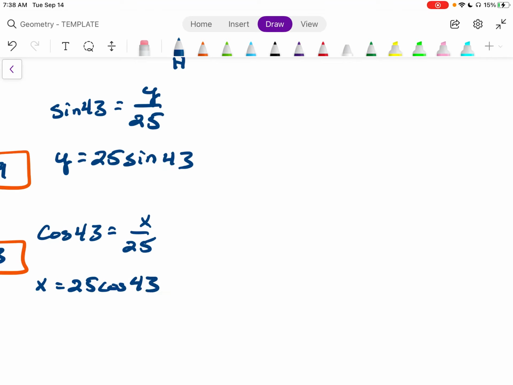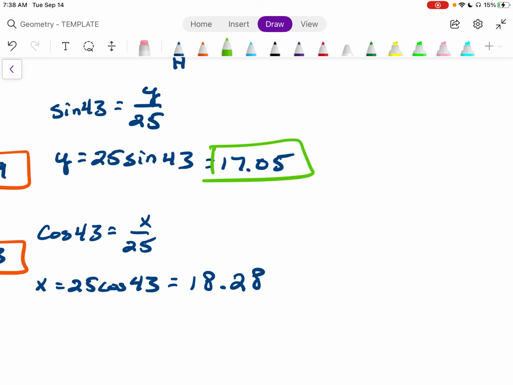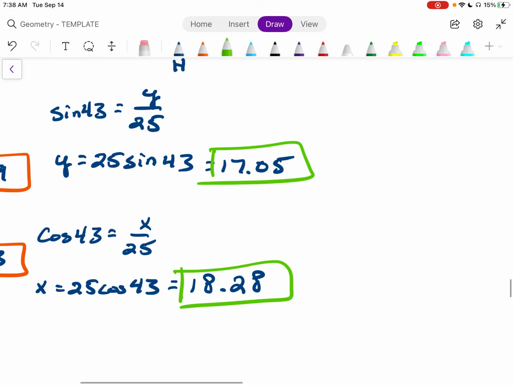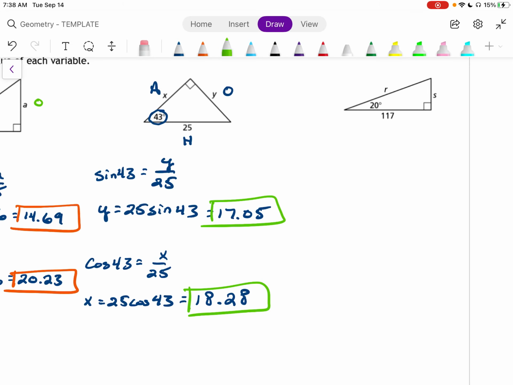So x equals 25 cosine 43. Typing these in, I'm going to have 25 sine 43. That gives me 17.05. 25 cosine 43 gives me 18.28. All right.